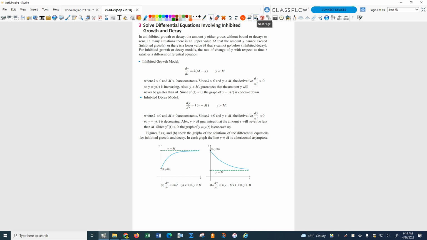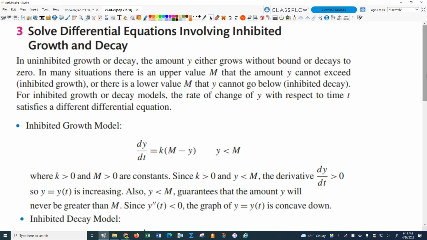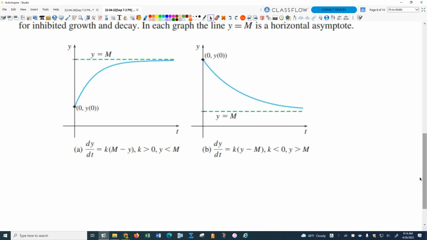Okay, so what about inhibited growth and decay? What if you're going to grow exponentially initially, but you're inhibited, there's some maximum value that you're going to get to, or you're going to decay and there's some minimum value you're going to get to? That would be stuff that looks more like this. Are you going to grow towards an asymptote? You're going to decay towards an asymptote.